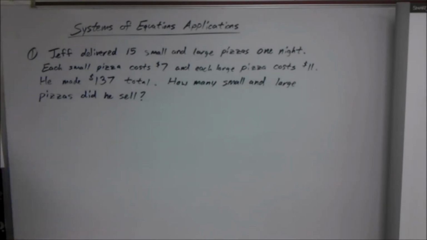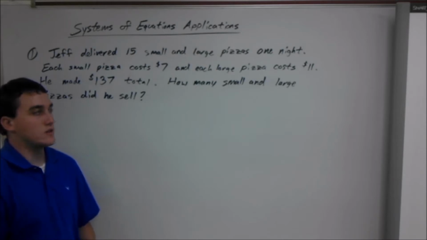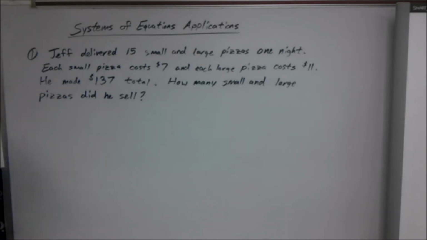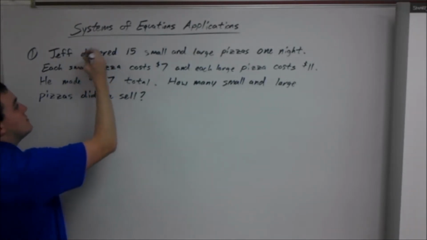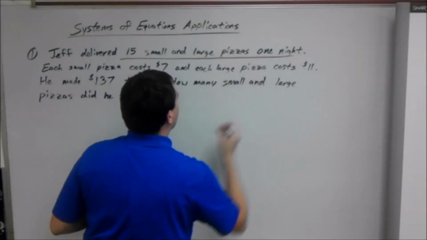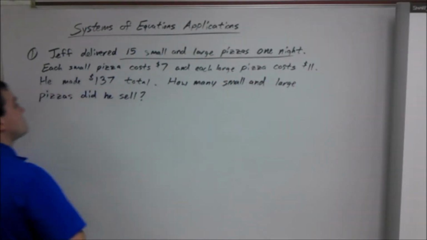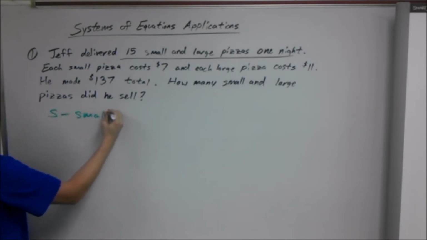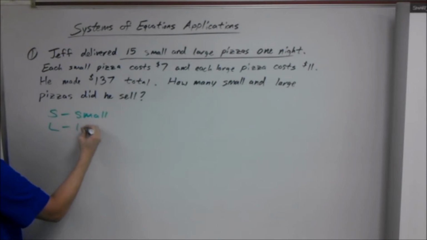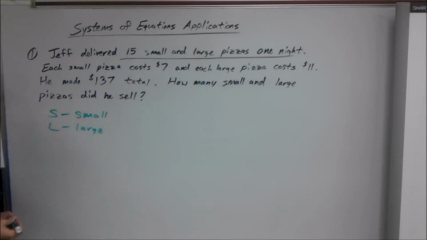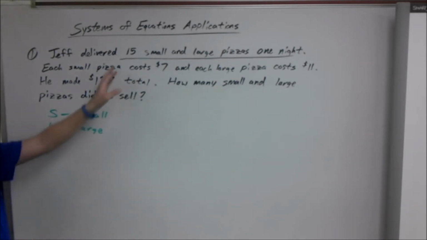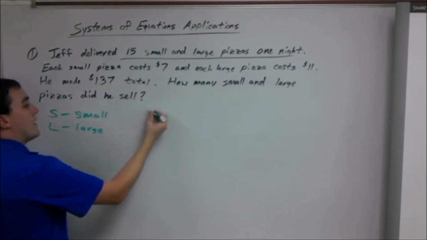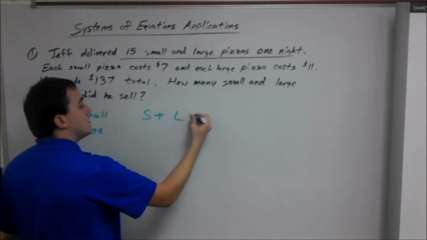Alright, so first thing we have to do is set up a system of equations so we can solve it, either using substitution or elimination. First thing they tell us is he delivered 15 small and large pizzas. So let's call our small pizzas S and our large pizzas L. And we can set up our first equation. He delivered 15 pizzas total. So we know S plus L is 15.